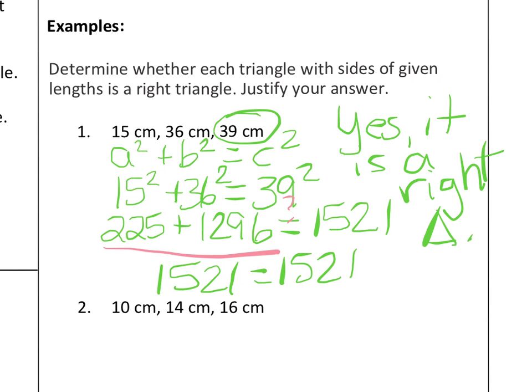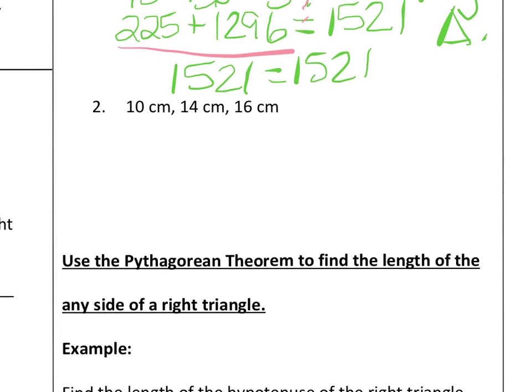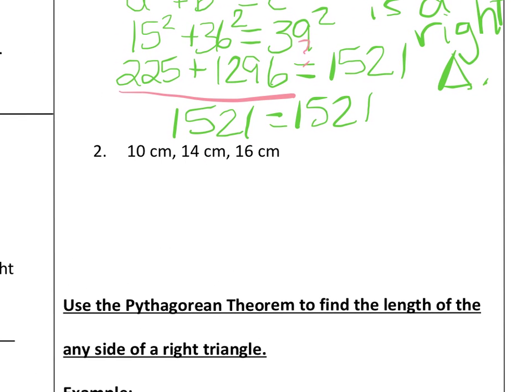Okay? Let's look at this second example and see if it's a right triangle or not. On the second example, we've got side lengths of 10 centimeters, 14 centimeters, and 16 centimeters. Again, we're going to write the Pythagorean theorem formula down: a squared plus b squared equals c squared. I've got a lot of students that want to put another plus there. But remember, we added those two squares together, and that should equal the third square, the longest side square.